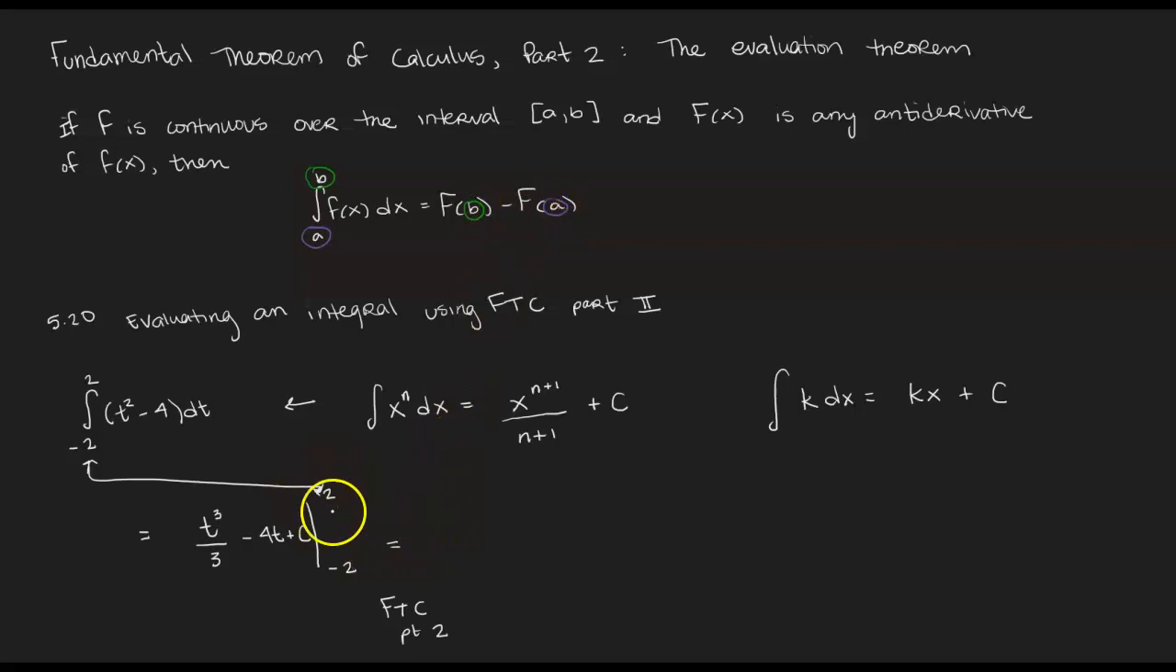So we're going to plug 2 into our function. That's going to become 2 cubed over 3 minus 4 times 2 plus c. Then we're going to subtract the antiderivative evaluated at -2. So we've got -2 cubed over 3 minus 4 times -2 plus c. And then we're going to simplify this the best we can.